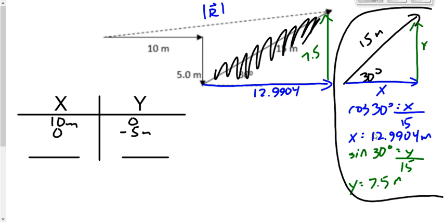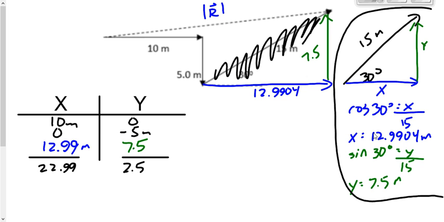What's the x component of the 15? 12.99. And what's the y component of 15? 7.5. Don't ever put in 15 there. Okay, it's gone forever. Let's add these up. 10 plus 12.99 is 22.99. 0, negative 5, 7.5 gives me 2.5.